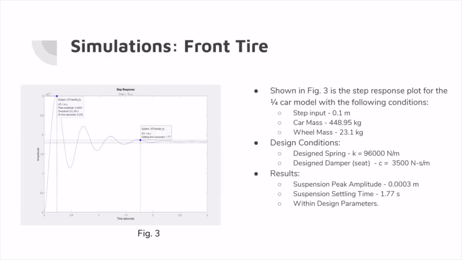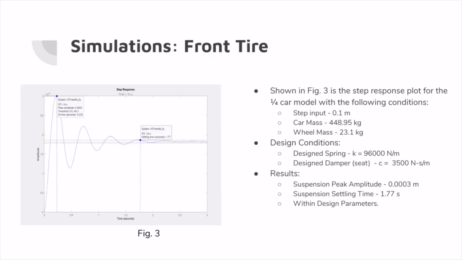For the front tire of the car, the following step response plot was created. Shown in figure 3 is a step response plot for a quarter car with the following conditions: a step input of 0.1 meters, the car mass being 448.95 kilograms, and the wheel mass being 23.1 kilograms.